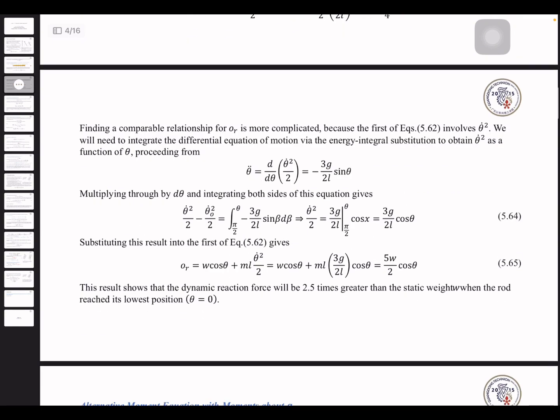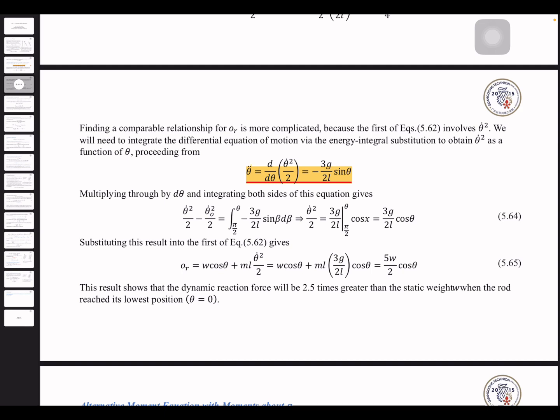Next we will see how to find a comparable relationship for O r, which is more complicated because the first of equations 5.62 involves theta dot square. We will need to integrate the differential equation of motion via the energy integral to obtain theta dot square as a function of theta, proceeding from theta dot equal to 0. This is the energy integration, so you should take notice of this.